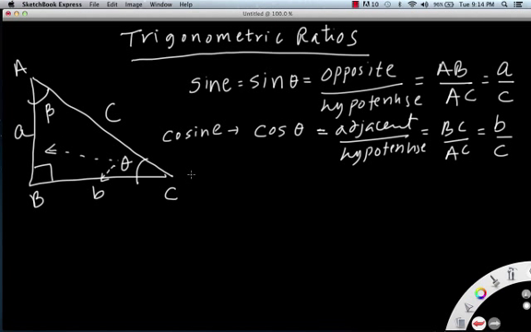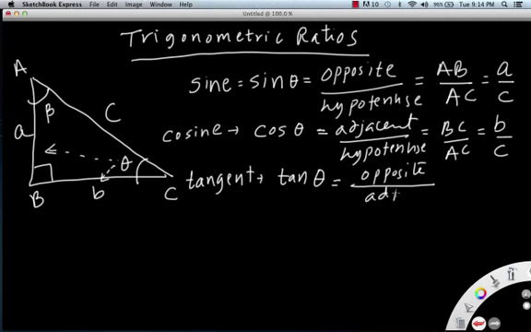The third one is tangent of an angle, or in short called tan. So in this case we are going to calculate the tan of theta. The tangent of an angle is defined as opposite side divided by the adjacent side, which in this case is opposite side AB and adjacent side BC, which is nothing but A by B.